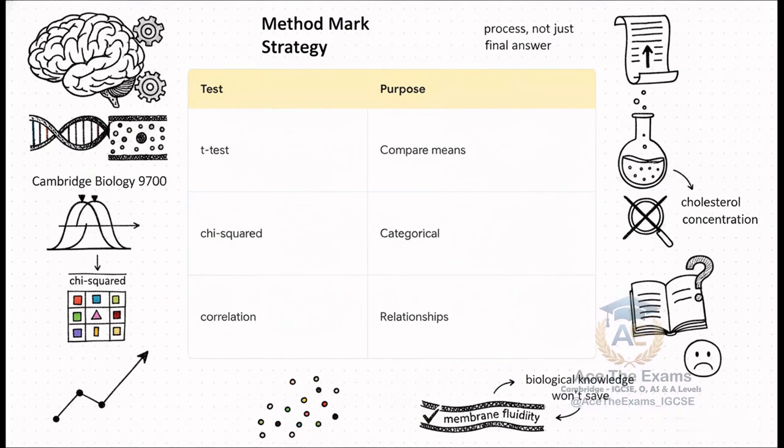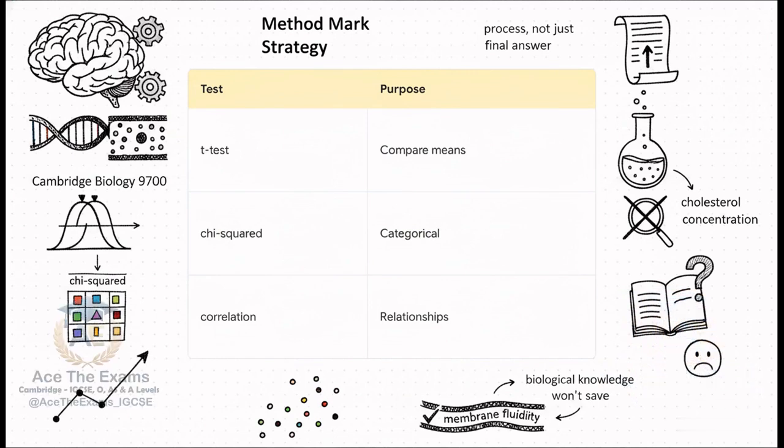In Cambridge 9700, marks are awarded for the actual process, not just the final answer. The mandatory statistical frameworks for analyzing membrane data map out exactly when to use which test. So, you're going to use the t-test for comparing means between two groups, you'll use chi-squared for analyzing categorical data, and you use the correlation test for finding relationships between variables. Look, if you apply the wrong statistical test to a dataset about, say, cholesterol concentration and membrane fluidity, your brilliant biological knowledge just isn't going to save your score.